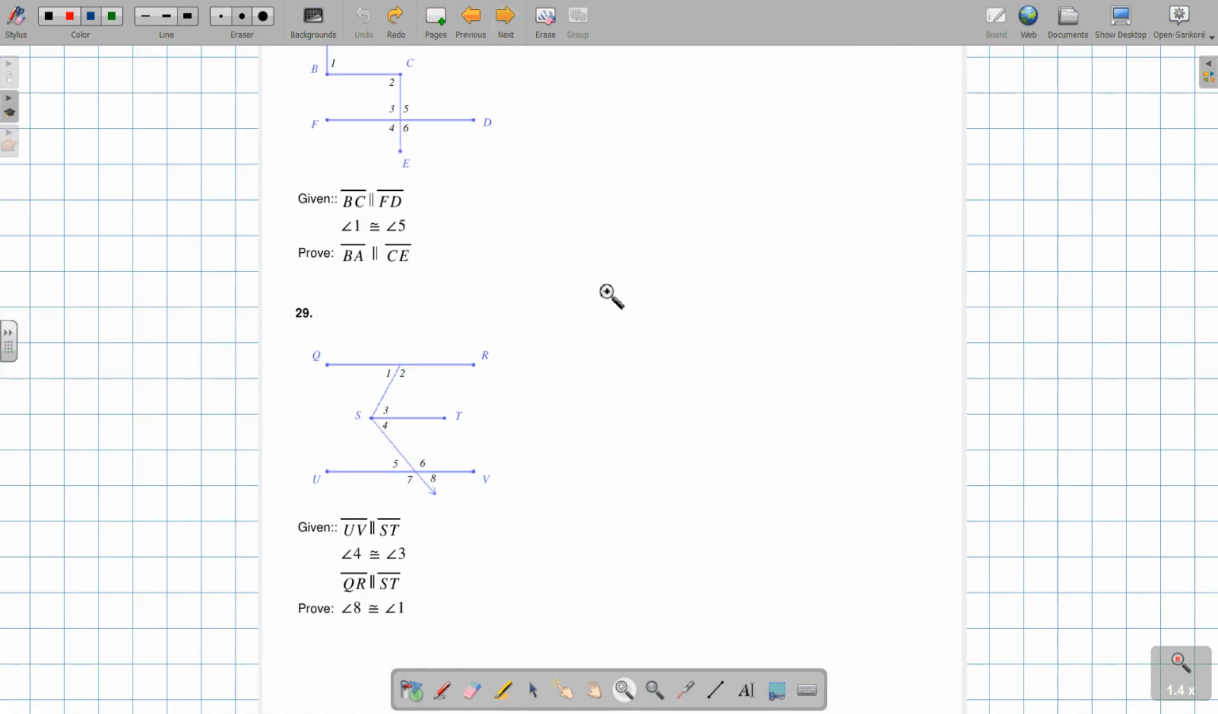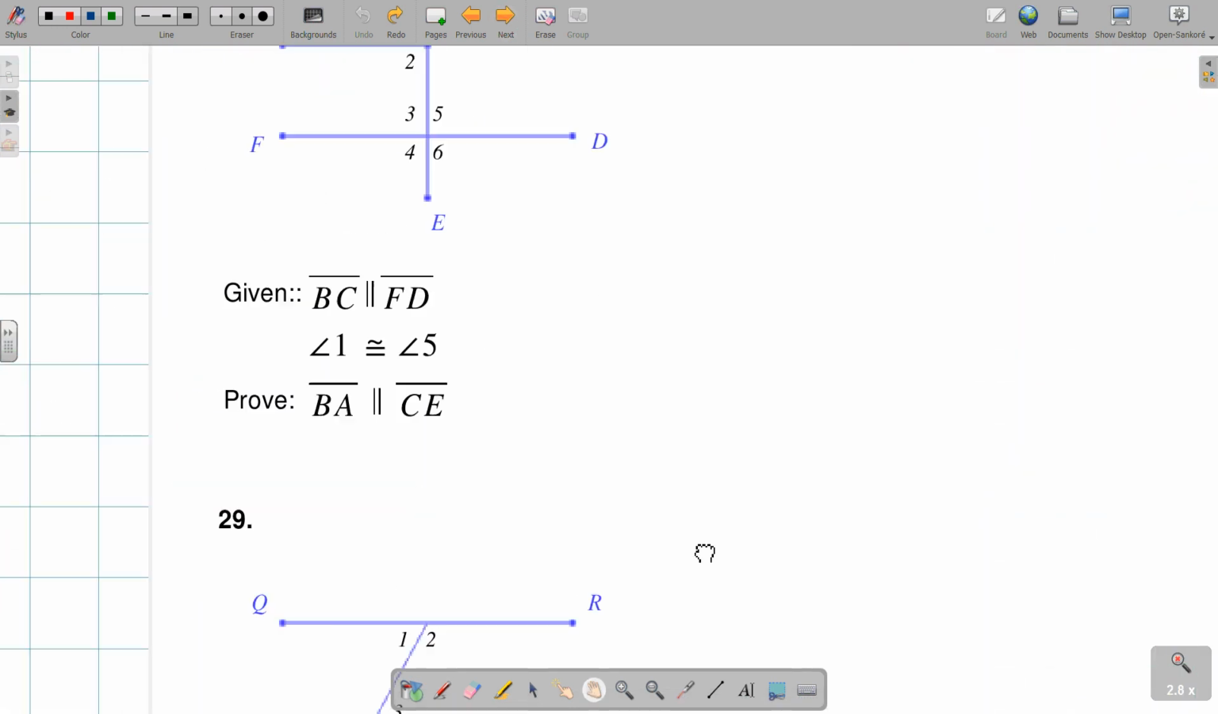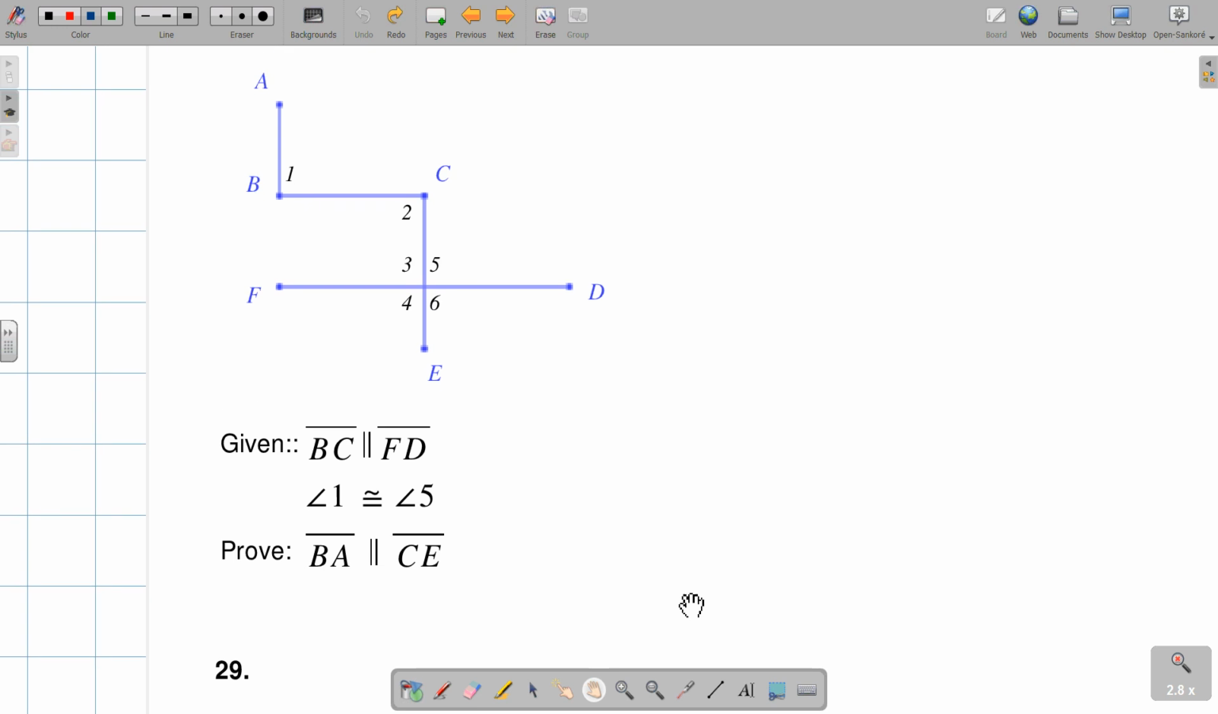Okay, the last two get a little bit more interesting. They're not hard. It's important you get a straight edge out. There's a reason why. Whenever you have incomplete parallel lines, you want to take a straight edge and extend them.